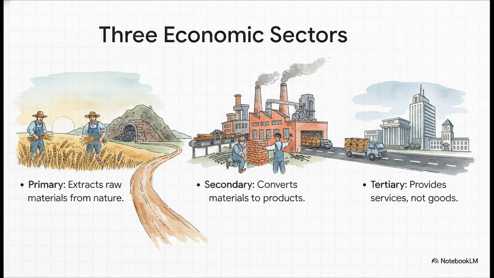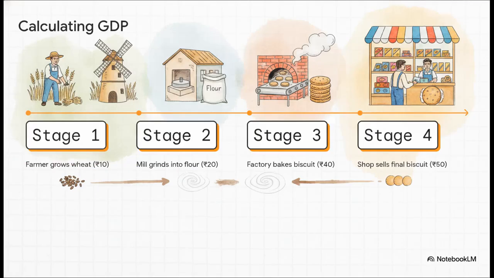Now keep in mind how highly interdependent these all are, because without primary raw materials from farmers or tertiary transport trucks to move the goods, those secondary manufacturing factories would completely grind to a halt. So, let's see how all this builds into GDP, or gross domestic product. Calculating GDP is all about one major rule: avoiding double counting. Let's trace a quick timeline to see what I mean.